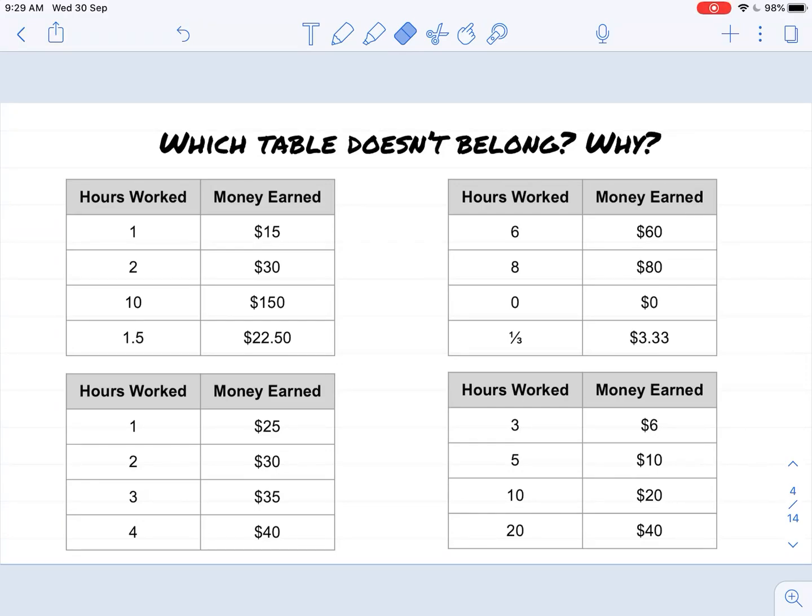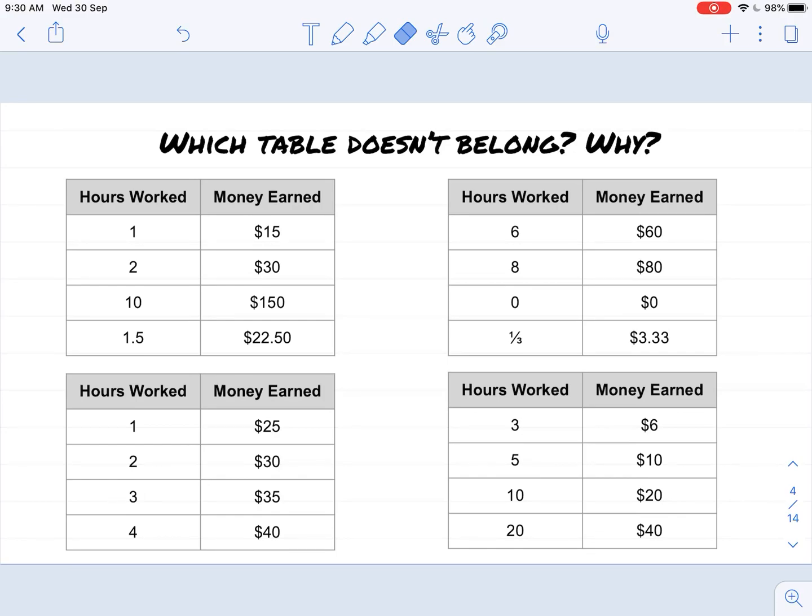All right, for the video today, we're going to be taking a look at different kinds of relationships, and it kind of carries on from our last Edpuzzle. So the first thing you're going to do is take a look at these four different relationships, and they're all relating the hours worked and how much money a person earns.